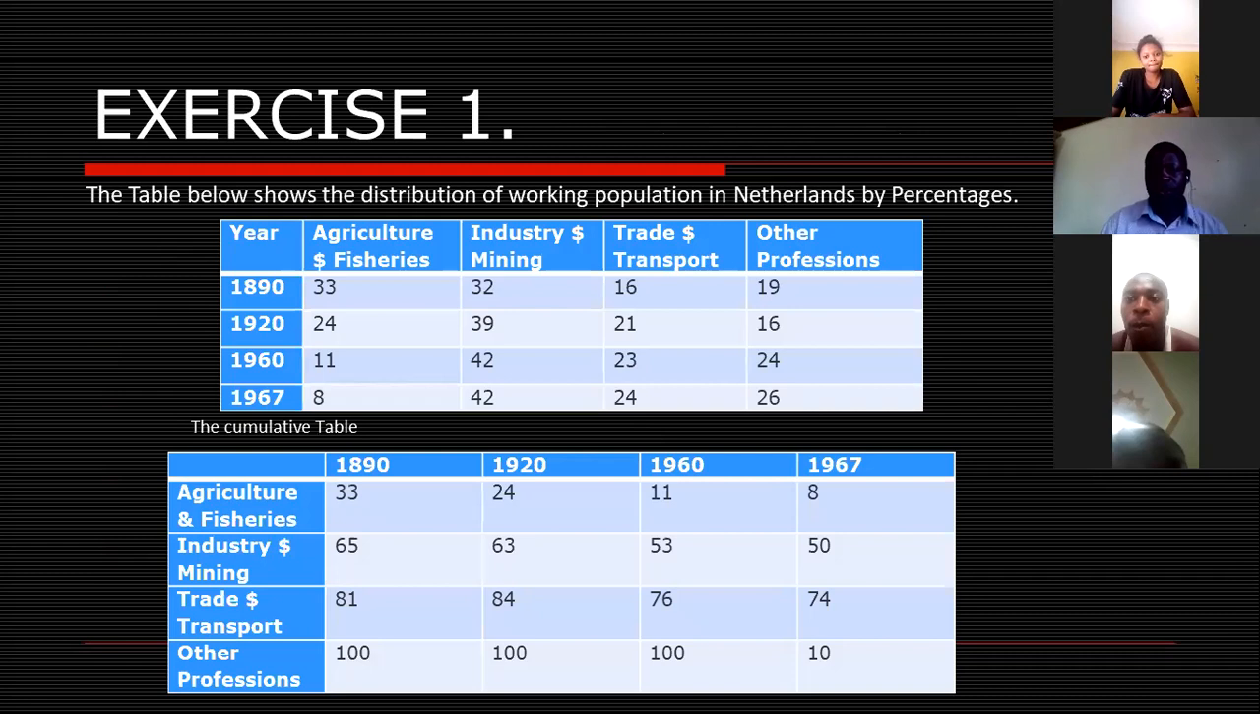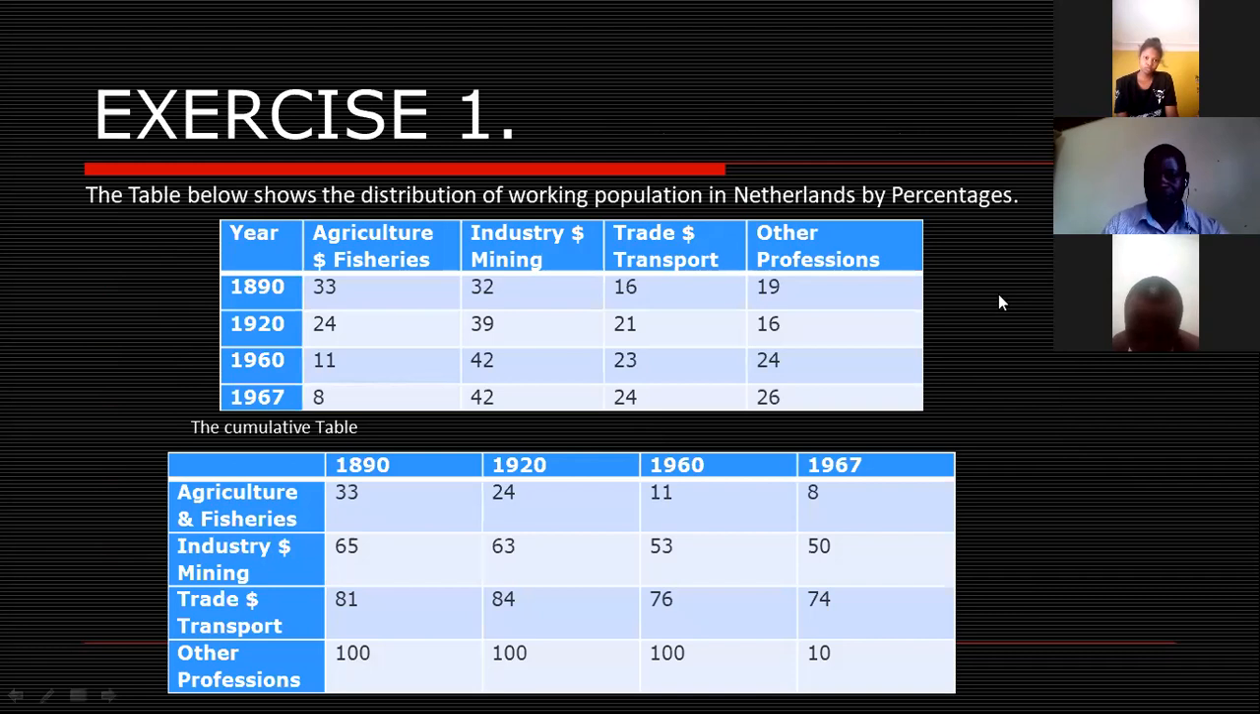Now, let's go through the practical work. Please, I want you to be very attentive and very keen to understand that some of these things you can only know from here. Once you miss out on a procedure of understanding, you have missed out on that method. So this one is a table showing the distribution of the working population in the Netherlands in percentages.